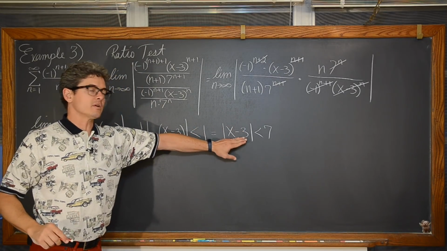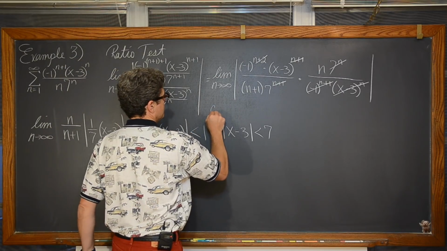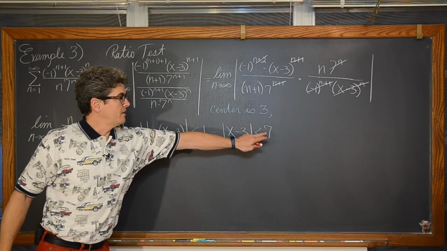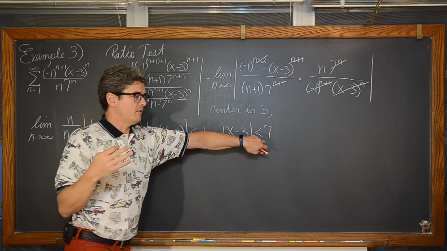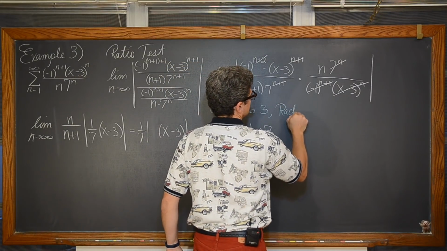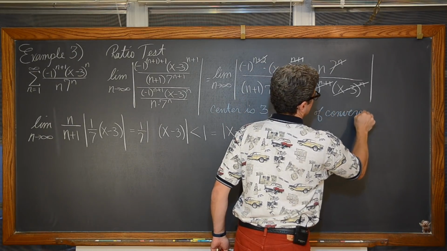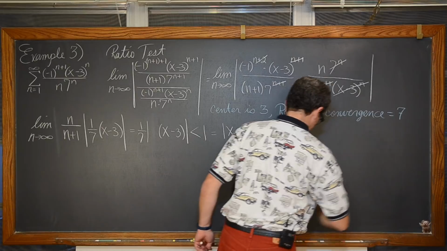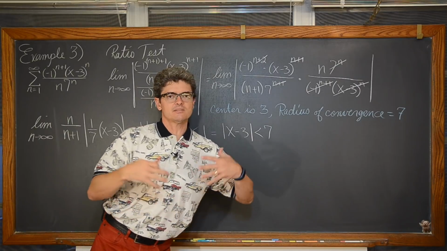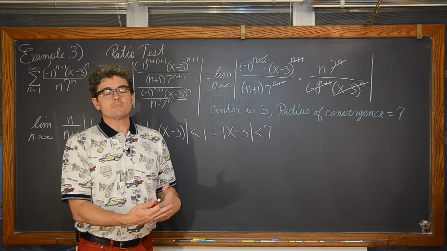Now here's the point where you can look at this and go, hey, the center of our power series is 3. And here we have that real value that's greater than 0. We have a radius of convergence of 7. Okay, so we have now a result that is going to allow us to set up a preliminary interval for convergence, but then we're going to have to test the endpoints.